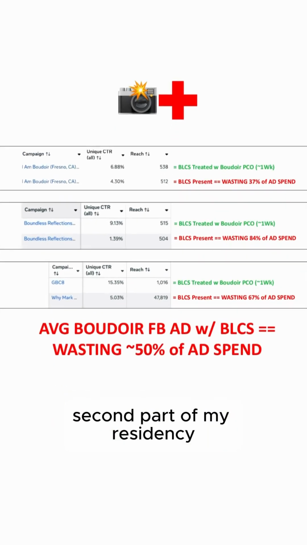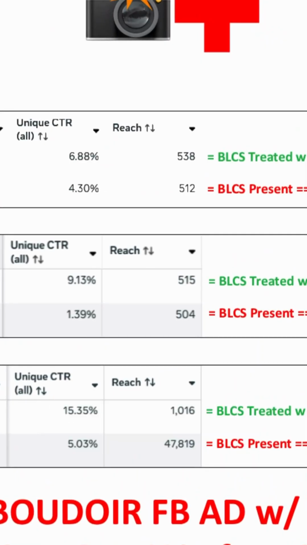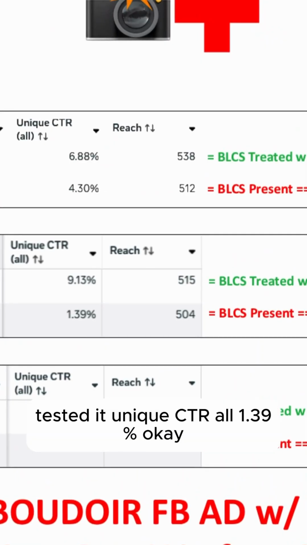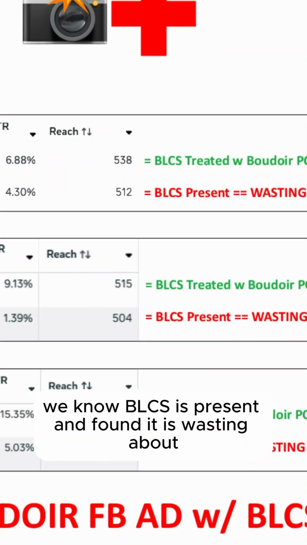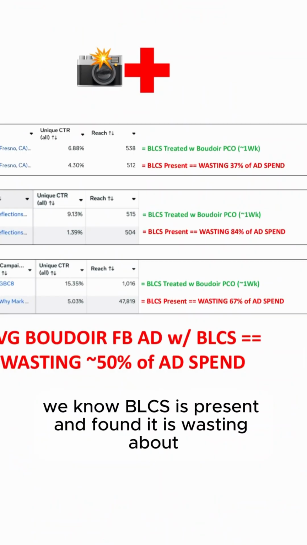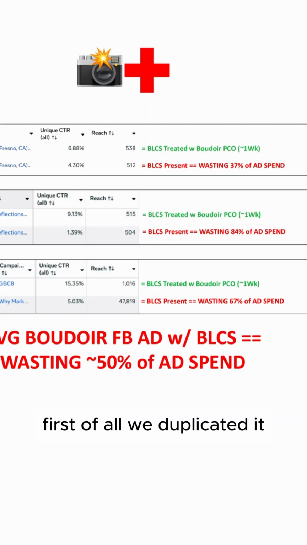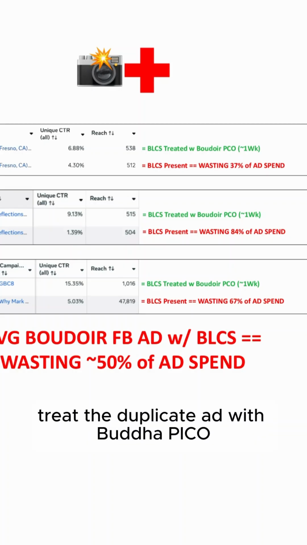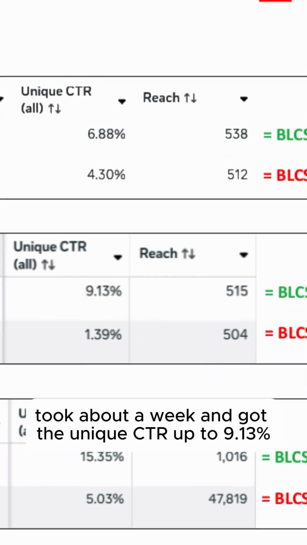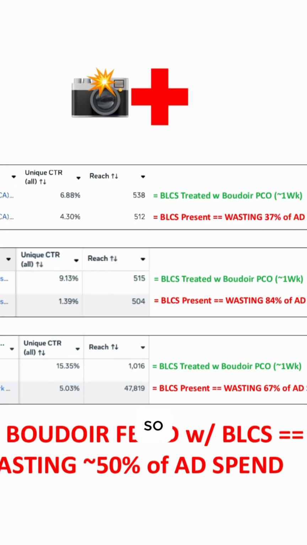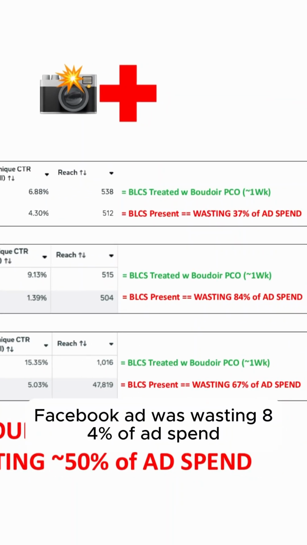Second part of my residency, found another Boudoir Facebook ad out there, brought it back to the hospital, tested it, unique CTR all 1.39%. Okay, that's under 6%. We know BLCS is present, and first of all, we duplicated it, treated the duplicated ad with Boudoir Pico, took about a week, and got the unique CTR all up to 9.13%. So we found out the original Boudoir Facebook ad was wasting 84% of ad spend.